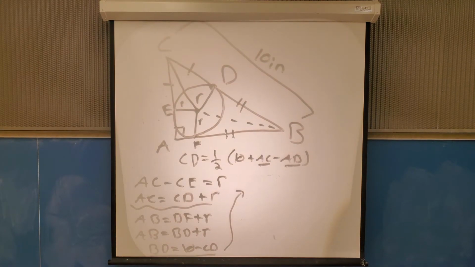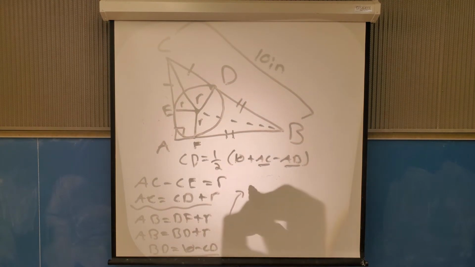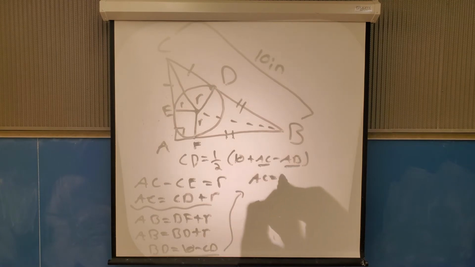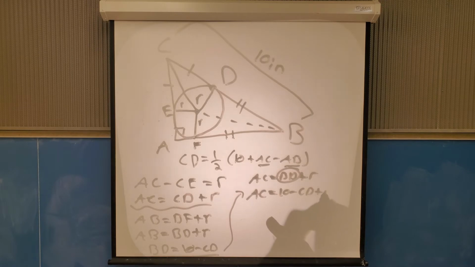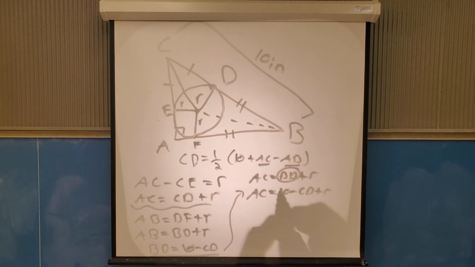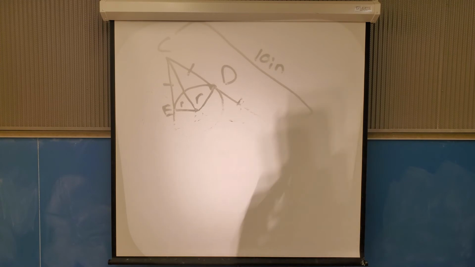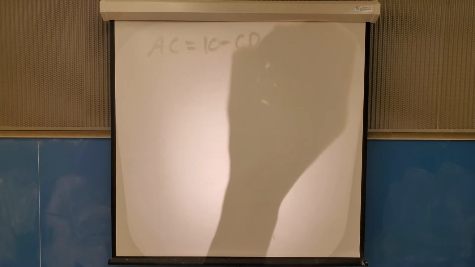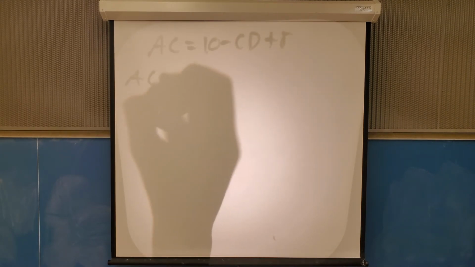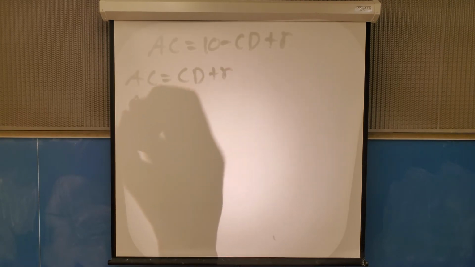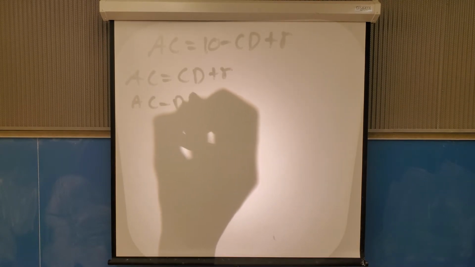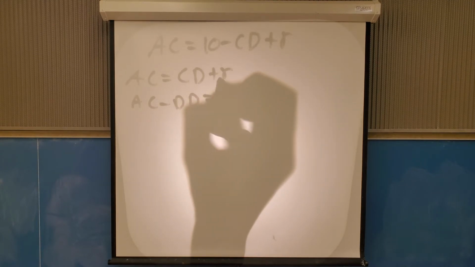Alright, so now that we have BD equals 10 minus CD, we can go ahead and substitute that into AB equals BD plus R for BD. So this will be AB equals 10 minus CD plus R. We know that AC equals CD plus R, and AC minus CD equals R. So we solve this for R here.